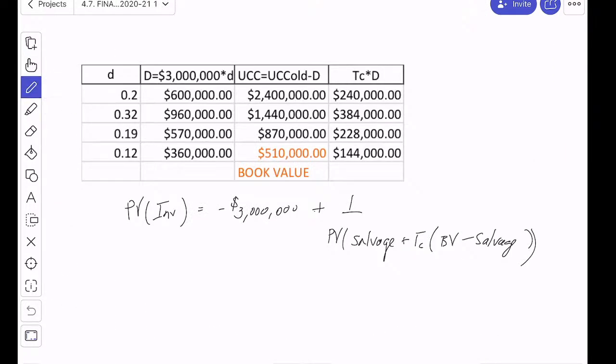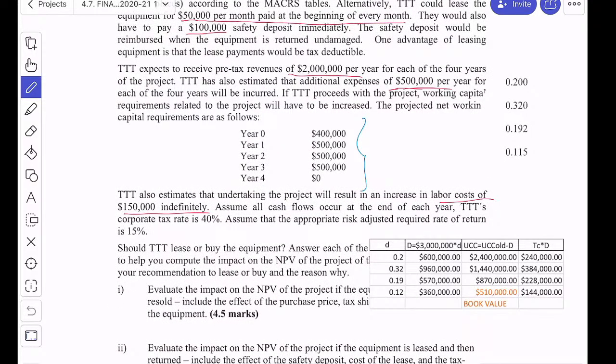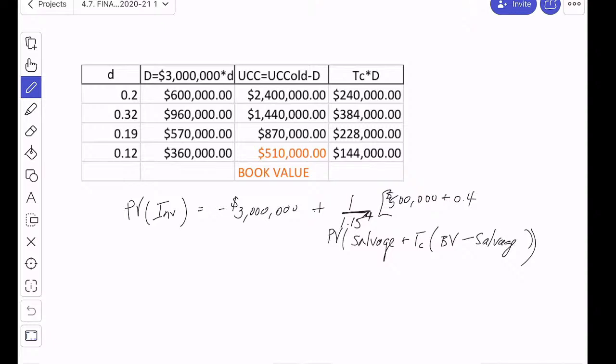Okay, so be careful with the discount rates, because they change and the years change, and so that'll be different. So the salvage is 500,000, and then the tax rate is, I have to double check, 0.4. Yep. And then book value is 510, and salvage is 500.